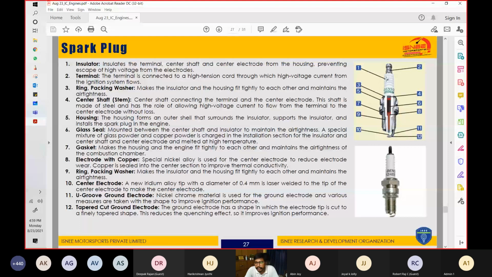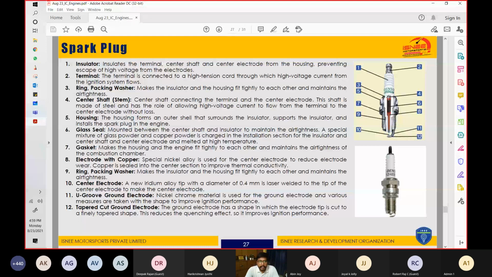Part number 3 is this part, the ring packaging washer. It is hardly visible over here. This washer makes the insulator and housing fit tightly to each other and maintains the air tightness. Then the fourth part is the center shaft. There is a shaft inside it. So if you happen to break or cut any spark plug, you will see that there is a center shaft.